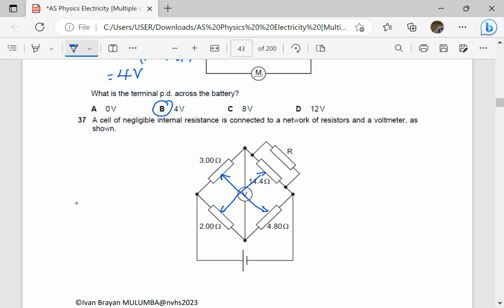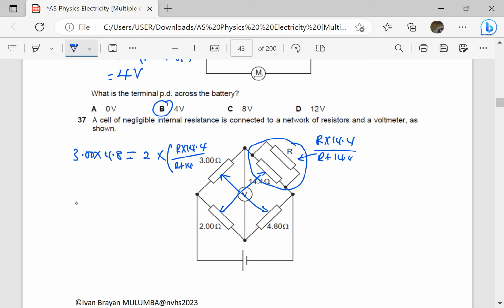So we shall check this. Remember these are in parallel. So total resistance here is going to be R times 14.4 over R plus 14.4. So the product should be the same using the crisscross method. So let's start from here. We have 3.00 times 4.8 should be equal to 2 times the other one, which is R times 14.4 over R plus 14.4. So we are just going to solve that equation.